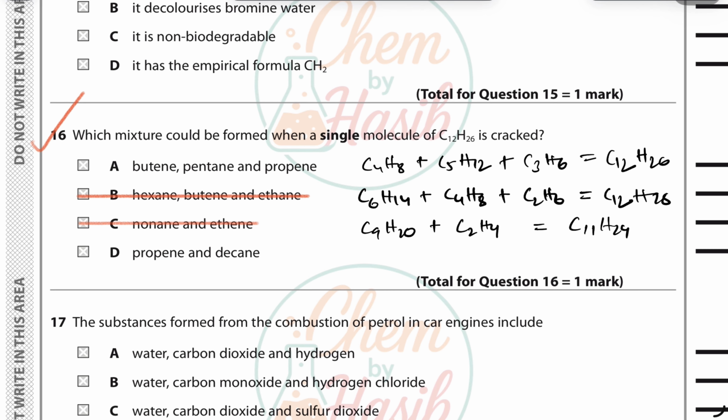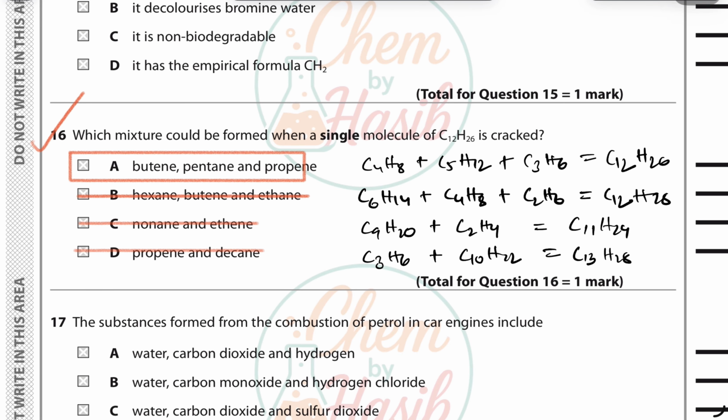Then we have propene and decane. It's quite evident that this will not be the answer, because propene is C3H6 and decane is C10H22. So it sums up to 13 carbon atoms, and there are 28 hydrogen atoms. So this is also not the answer. So the correct answer is A. A is the correct answer. Alright.